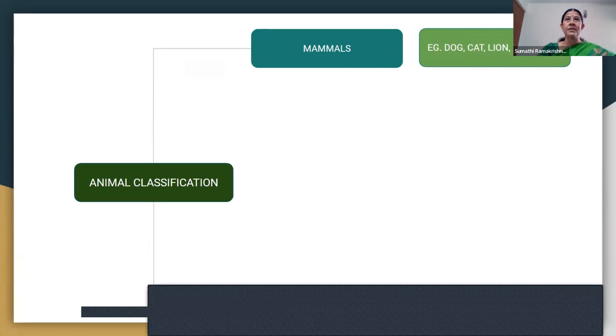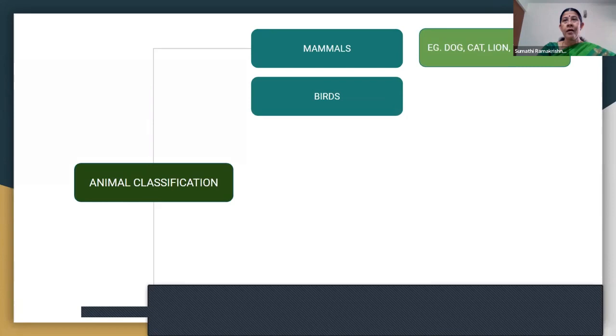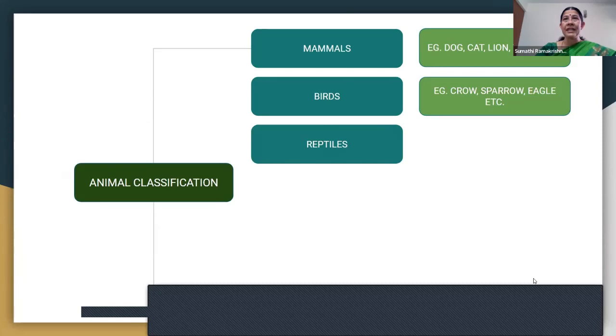Then next can be bird. A bird is a creature with feathers and wings that helps it to fly. Simple definition. For examples of a bird, you can ask children to give examples. Once you start the flow, surely they will come out with them.